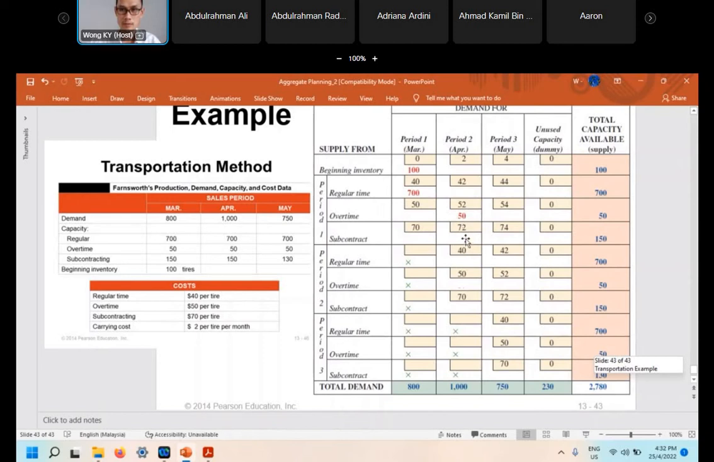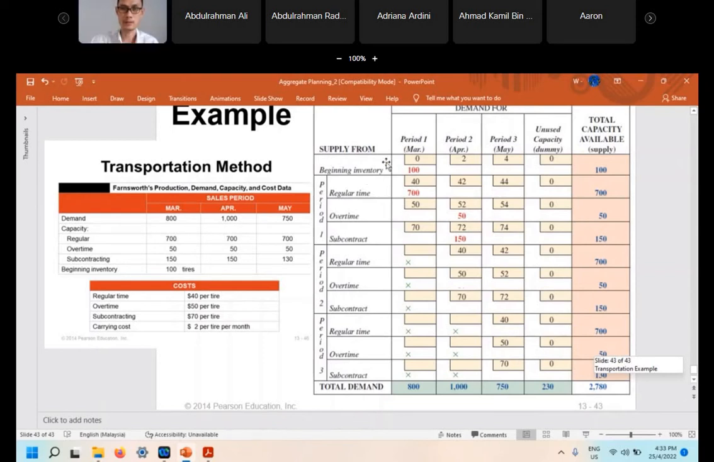Okay, how much can I assign? Okay, 150, correct. I cannot assign more than that, because my capacity is only 150. So assign 150, and then move on to the next cell, which is this 74. Any quantity I can assign here? No, because I already used up my capacity. Right? So it means now I'm already done with period 1. For the first period, this should be my production quantity.